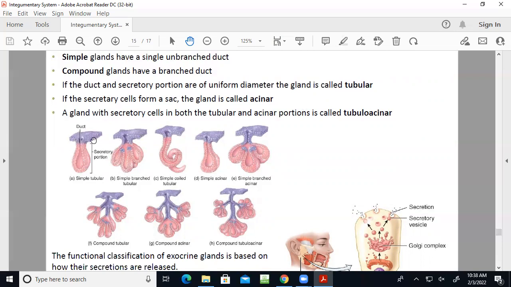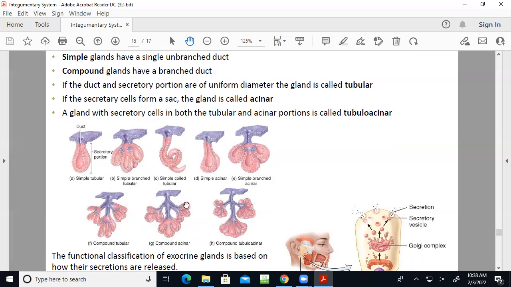If the secretory cells are more sac-like, we call this acinar. And you can see it's a lot fatter here than it is up here where the duct is. If the gland has both secretory cells in the tubular and acinar portions, we'd call it a tubuloacinar, where it's basically got a combination of both tubular and acinar.